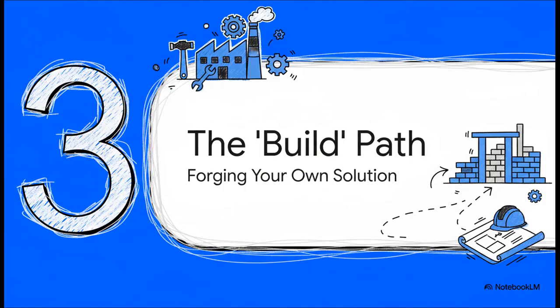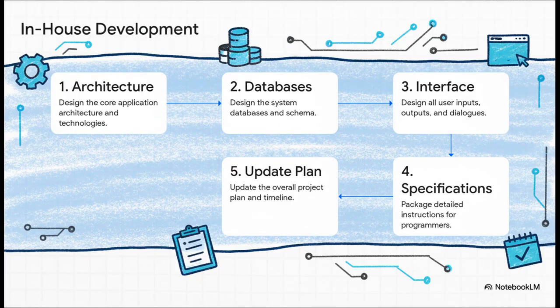Let's walk down the build path first. This is the route you take when you need something totally unique, when nothing on the market quite fits, or when you want complete and total control over the final product. So, if you're building a system in-house, you're designing everything from the ground up. You're responsible for the core architecture, the databases, every single screen, every single button the user is going to see, and once all those little pieces are designed, they get packaged up into a complete set of blueprints for the programming team to actually start building.